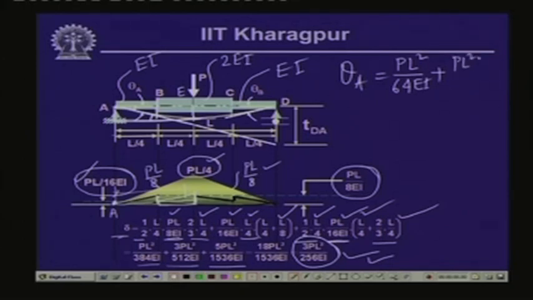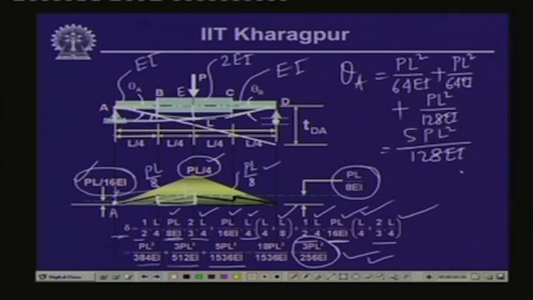So, PL square by 64 EI plus, for this particular part, PL square by 128 EI, and if we add them together we have 128 EI in the denominator and 224 in the numerator. So, 5 PL square by 128 EI is the value of the slope which we have, and this being symmetrical, the magnitudes of theta A and theta B will both be 5 PL square by 128 EI.